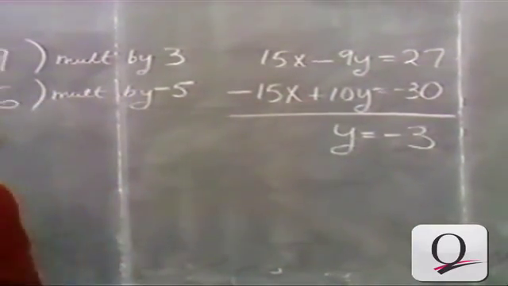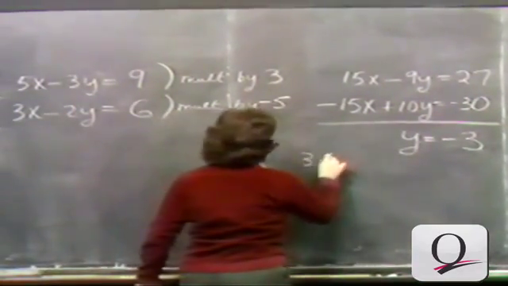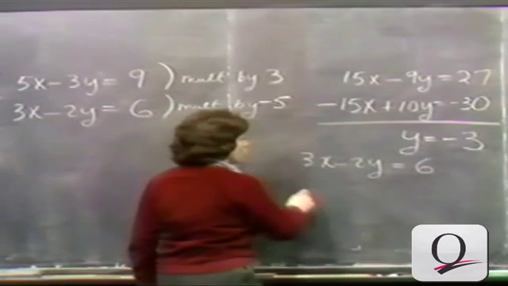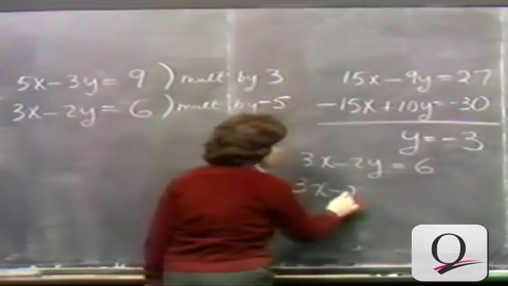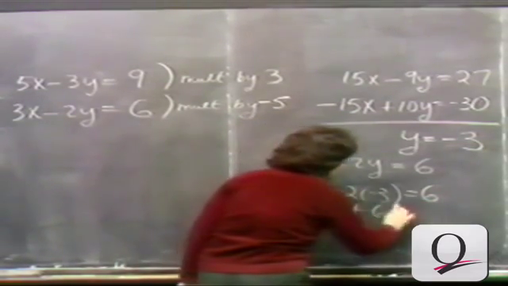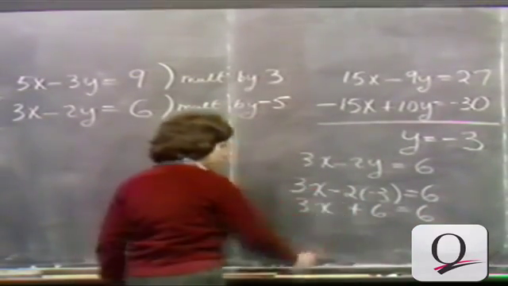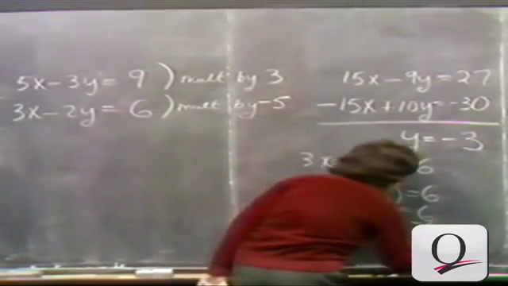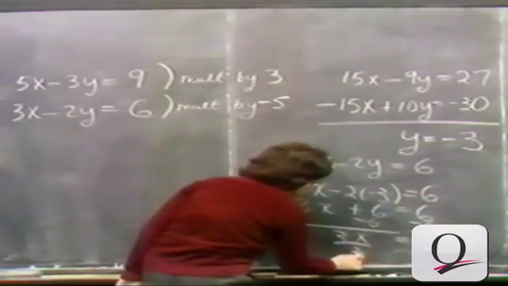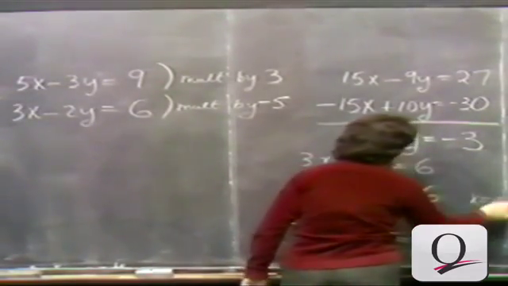Now we go back to either of the two equations. Let's say we substitute into the second equation. 3x minus 2y equals 6. We substitute in the value y equals minus 3. We get 3x minus 2 times minus 3 equals 6. 3x plus 6 equals 6. Don't forget minus 2 times minus 3 is plus 6. If we subtract 6 from both sides, we get 3x equals 0. Dividing both sides of this equation by 3, we get x equals 0.